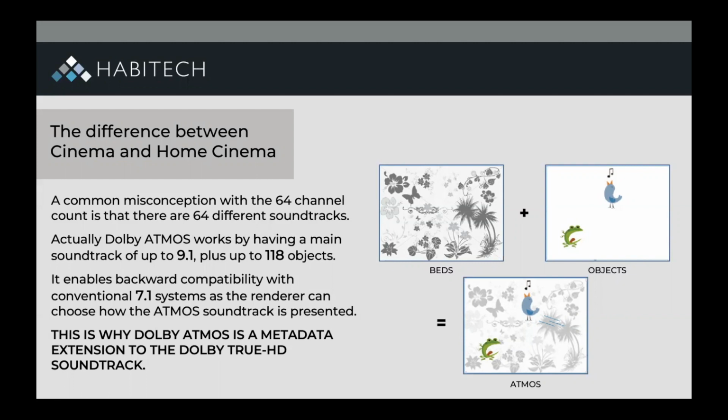And the Atmos soundtrack can be presented either as a mix in the main speakers, or as a mix in main and surround, or it could be mixed into main, surround, and height. This is why Dolby Atmos is actually a metadata extension to the Dolby TrueHD soundtrack. So you might remember, those of you that have got home cinemas, that it was only about 5 or so years ago, perhaps a little bit longer, that we were used to using Dolby TrueHD or DTS-HD soundtrack standards, not Dolby Atmos or DTS:X.